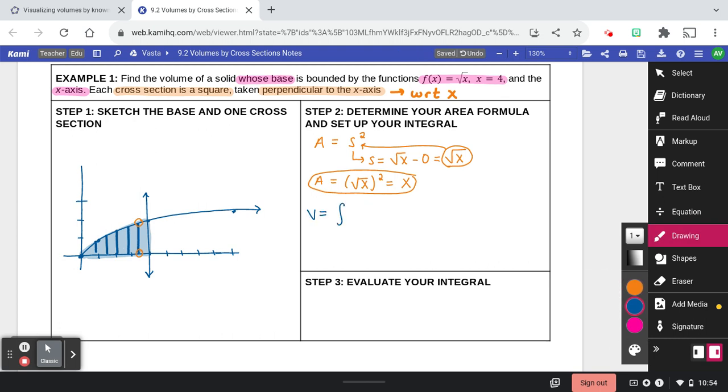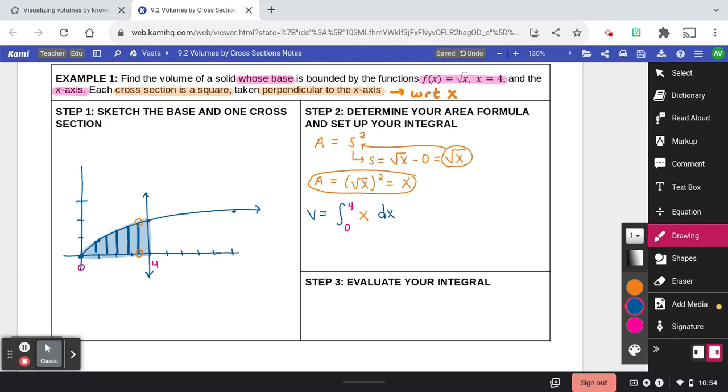In order to now find the volume, my volume is going to be the integral from my beginning x value, which in this case is 0, up until my end, which is 4. And I'm just going to integrate my area formula, which was just x. When I simplified it, dx.